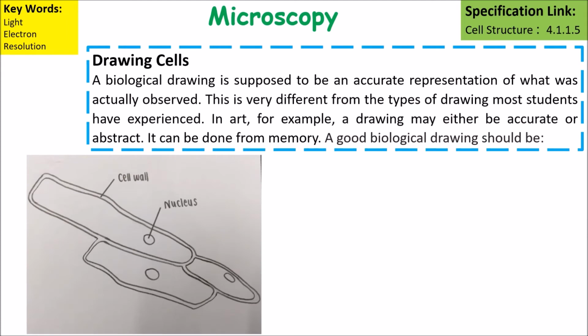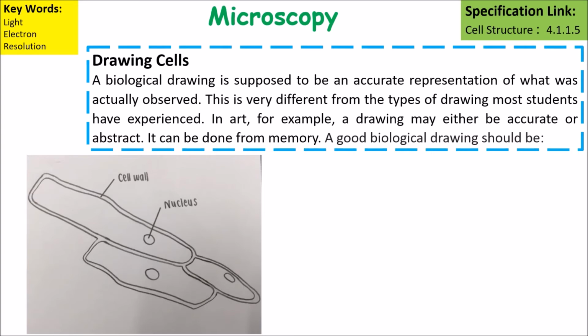When we look at using microscopes, quite often we'll want to be drawing cells. Biological drawing is supposed to be an accurate representation of what's actually observed. So it's not what you think should be there, it's not what you know should be there, it's not what you can remember should be there.